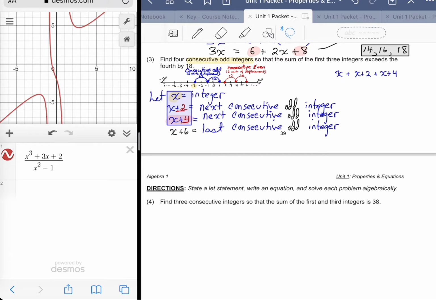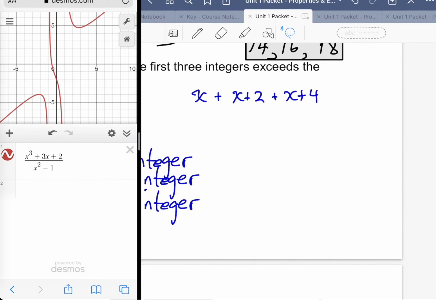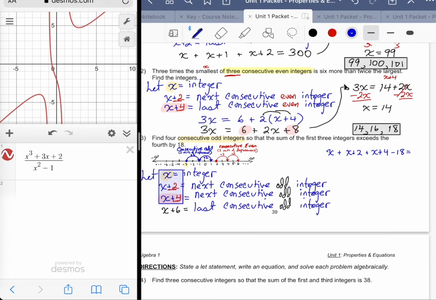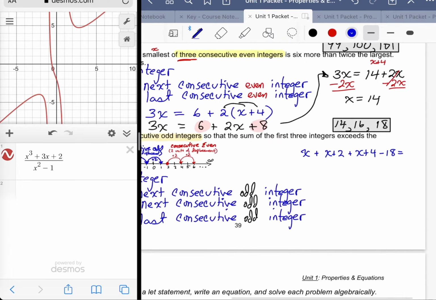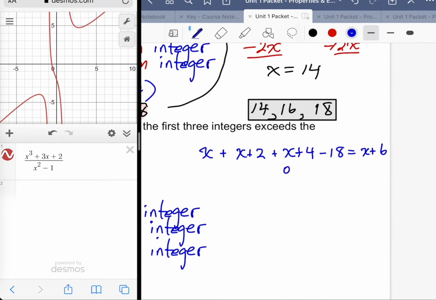So what we could do here is two possible equations. We can take this, subtract 18 from it. What about the x plus 6? Well, that's the thing. It exceeds the fourth by 18, so we're going to set this equal to x plus 6. Or we can take the first three values, add them together, and set that equal to the fourth value plus 18.